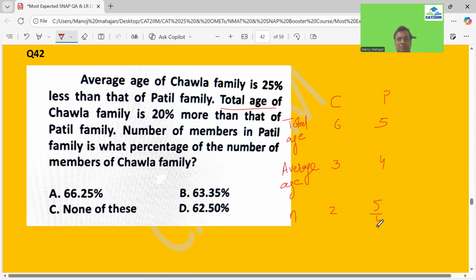See, of course, the number of members would be a natural number, right? Over here, it is coming out as a fraction, but we just need to work out the percentage so I can use these numbers also, right? So number of members in Patil family is what percentage of the number of members of Chawla? So 5 by 4 would be in the numerator divided by 2, which would be 5 by 8 into 100 if I do, which would be 62.5, right?